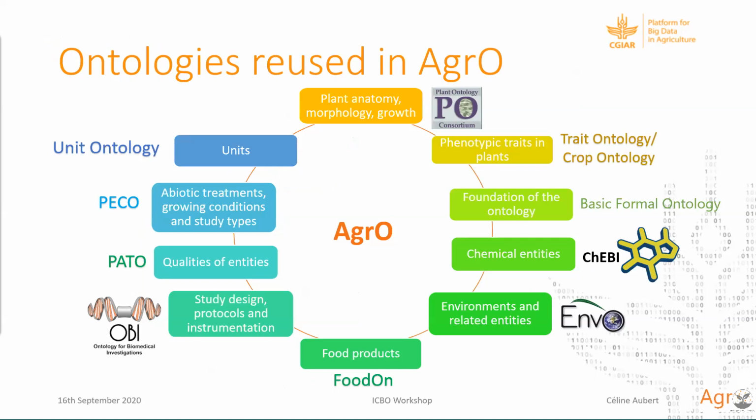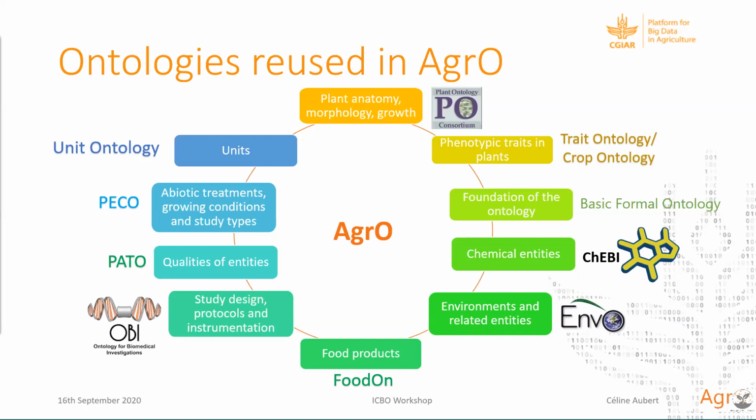We also use KB to describe fertilizer. From ENVO, we import food products that are also used as fertilizer. We also use PATO terms to create variables like the length, the weight. And to describe the plant, we use Plant Ontology, Trait Ontology that Laurel just described, and also the Crop Ontology.